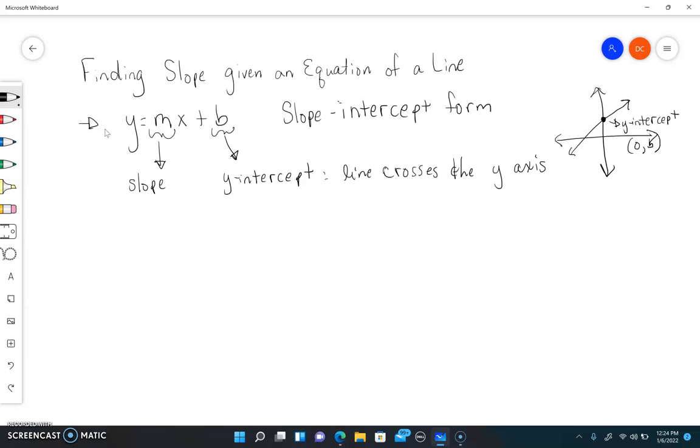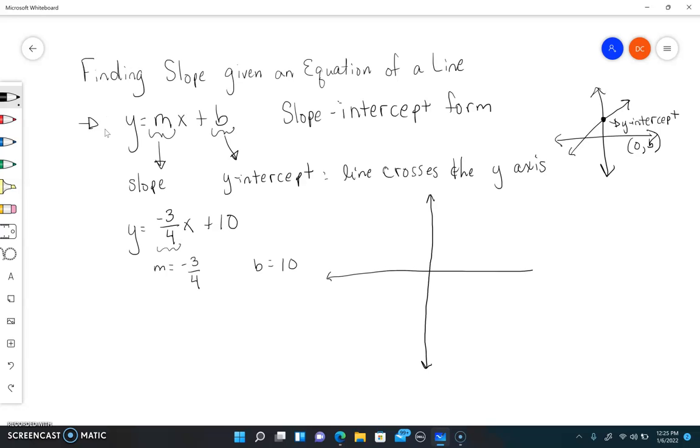Okay, so let's look at an equation. This one's fairly simple. I'm going to write y equals negative 3/4 x plus 10. Again, this is in slope-intercept form. So we can see nice and easy that your slope here is negative 3/4, and your y-intercept is positive 10. So what does that negative 3/4 mean? Let's try to graph the equation of this line really quickly.